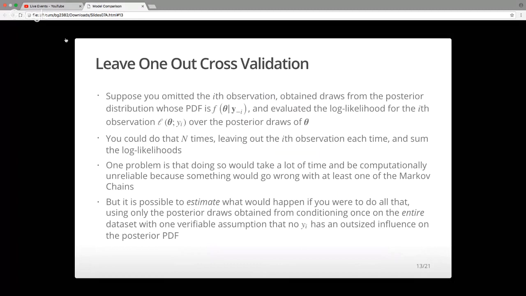You'd be conditioning on all the observations you have except one, and then you could predict each observation in turn and evaluate some loss function across those predictions. But in order to do that, you would have to draw from the posterior distribution n times, because you have n observations, to leave out just one of them and obtain the posterior distribution conditional on the rest.